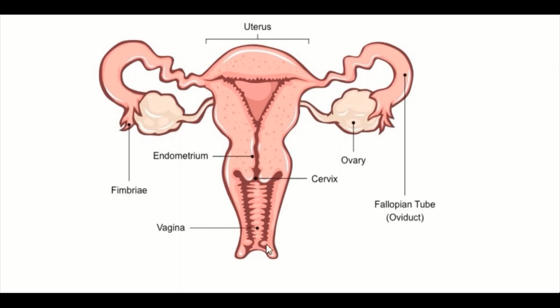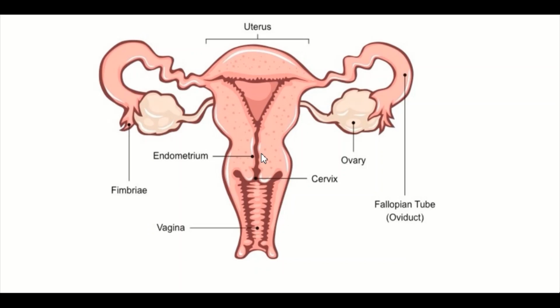So here in the vagina, during sexual intercourse, this is where the penis will be inserted, and the sperm cells would usually be deposited here, and then they would swim up and eventually go to the fallopian tube. And then lastly, it is to provide the passage for childbirth during delivery.